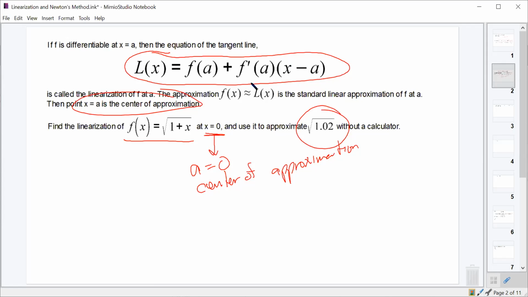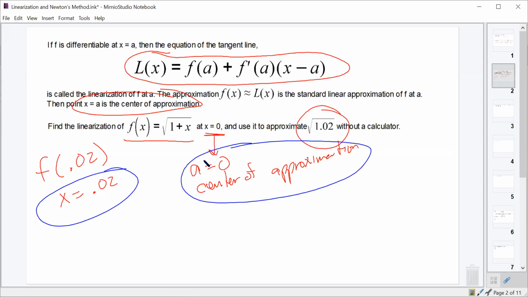What's the x value that I need to have in my function? What am I looking for? I'm looking for f of what value? 0.02. Right, I'm looking for f of 0.02, which tells me that x equals 0.02 when I plug it into this equation up here. So those are the two important things you need to find. The center of approximation, so the a value that makes your function very close to what you want it to be, and the x value that makes your function exactly what you want it to be.